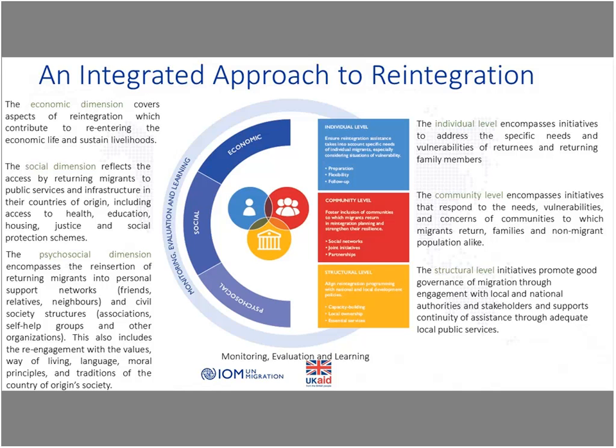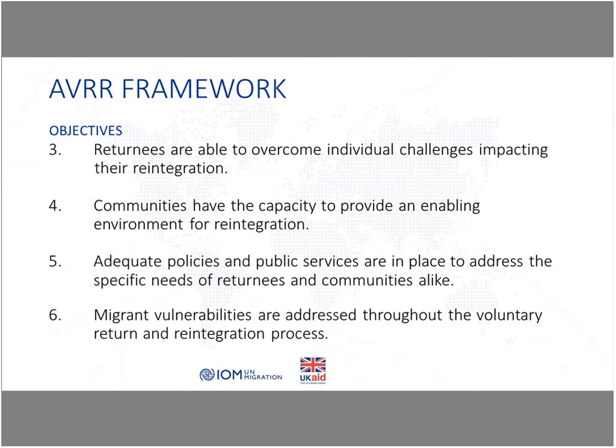So all this is kind of the basis for the Reintegration Handbook, together with the Assisted Voluntary Return and Reintegration Framework that was developed last year. There are 6 objectives to the framework, and the ones that you see here are the ones that the handbook really tries to address. So the objective of returnees being able to overcome individual challenges impacting the reintegration. Then the objective at the community level, communities having the capacity to provide an enabling environment for reintegration. The objective at the structural level of policies and public services being in place to address the needs of returnees and communities. And an overarching objective looking at migrant vulnerabilities being addressed throughout the voluntary return and reintegration process. So these are kind of underpinning the contents of the handbook.